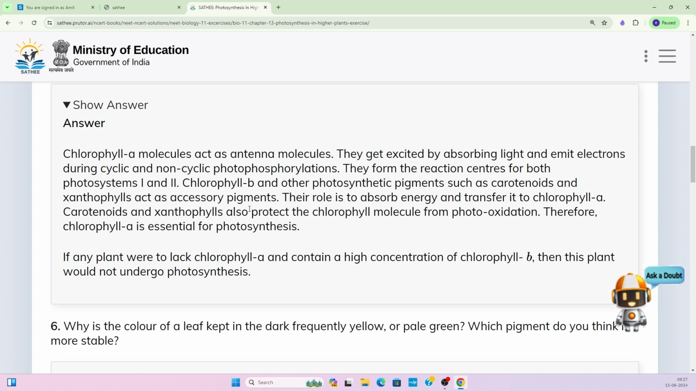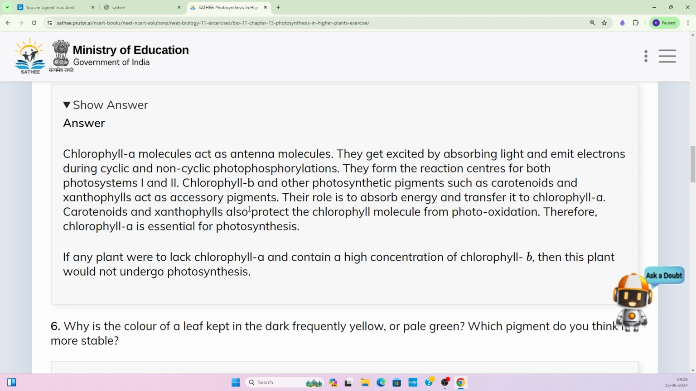The chlorophyll B, carotenoids and xanthophyll absorb the light energy and transfer it to the center, that is the chlorophyll A. The carotenoids and xanthophyll also protect the chlorophyll molecule from being photooxidized. So this is also protecting the pigment chlorophyll A from photooxidation. Therefore chlorophyll A is essential for photosynthesis.